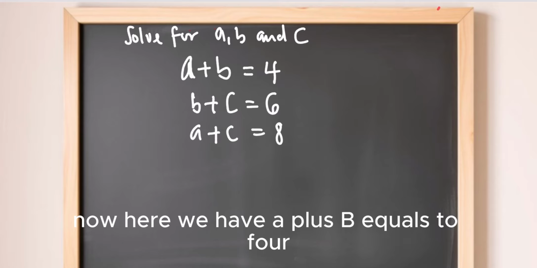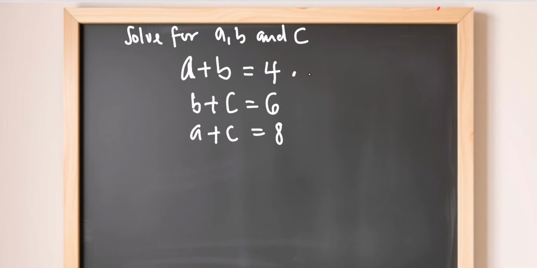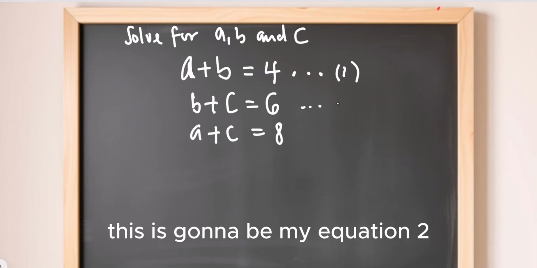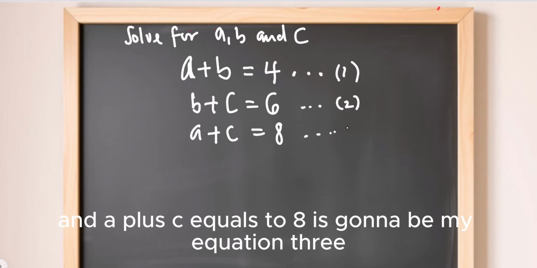Now, here we have A plus B equals 4. I'm going to make this my equation 1. And we have B plus C equals 6. This is going to be my equation 2. And A plus C equals 8 is going to be my equation 3.